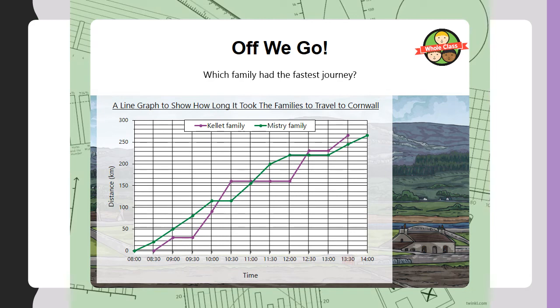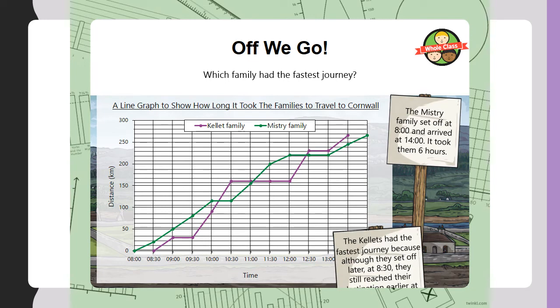Now, which family had the fastest journey? We've talked about the times that they started their journey as well as the time that they ended their journey. But which family had the fastest journey? That means that their time was the shortest. Well, even without doing any working out, we can already tell which family had the fastest journey. It was the Mystery family.